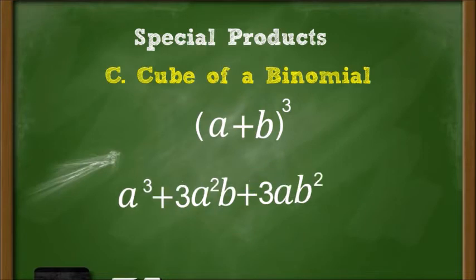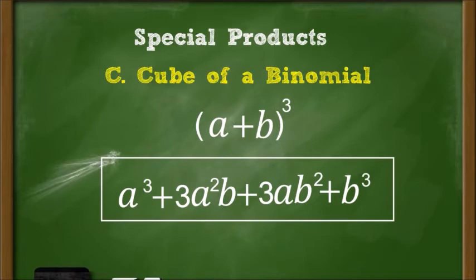Then the result has more than 3 terms. So it's not a trinomial unlike the previous example. Here is a polynomial with 4 terms. So our final term, or the last term, is the cube of the second term. So we have b cubed. So this is now the pattern for cubing a binomial.